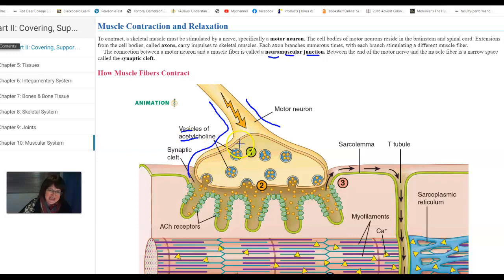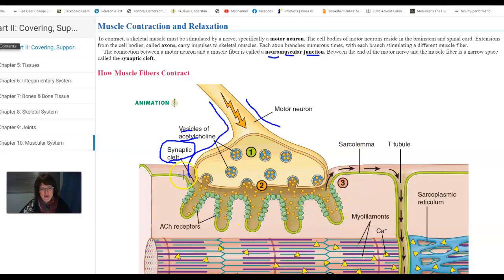The reason we need this is the neurons do not actually physically touch the muscle. There is a very small space, and this very small space is called the synaptic cleft. So the electrical impulse of the action potential comes down the axon and will cause these neurotransmitters to be released across the synaptic cleft, bond to these receptors, and then the receptors will release the calcium.